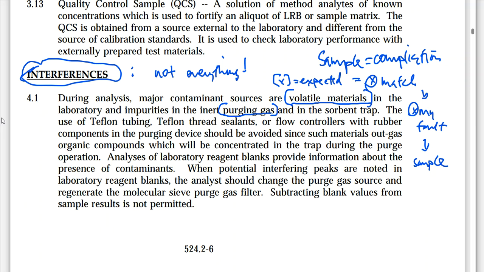When potential interfering peaks are noted in blanks, the analyst should change the purge gas source. So this also is letting me know, listen, this is how we take care of it. So it not only provides us the interferences, but it also helps us to determine what we need to do for a solution. How can we prevent this from going on? What can we do to make our values a little bit better?